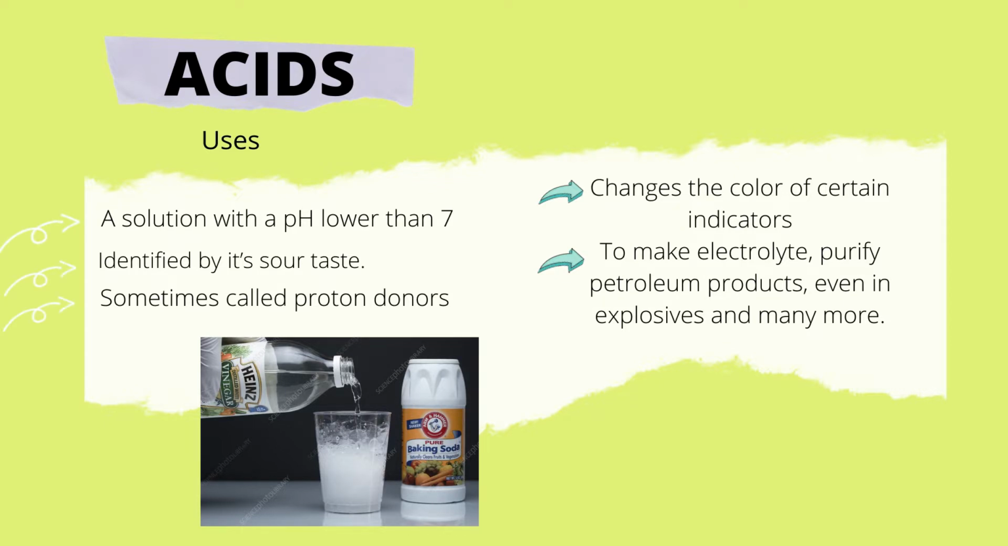Different acids change the color of a certain indicator, modifying how acidic the sample is. Acids are also used to make electrolytes, purify petroleum products, even in explosives, and many more.